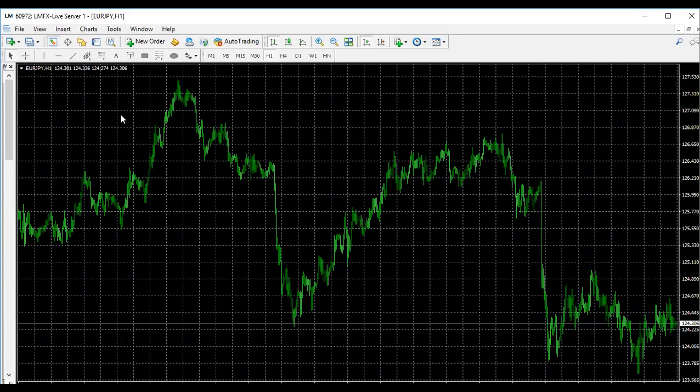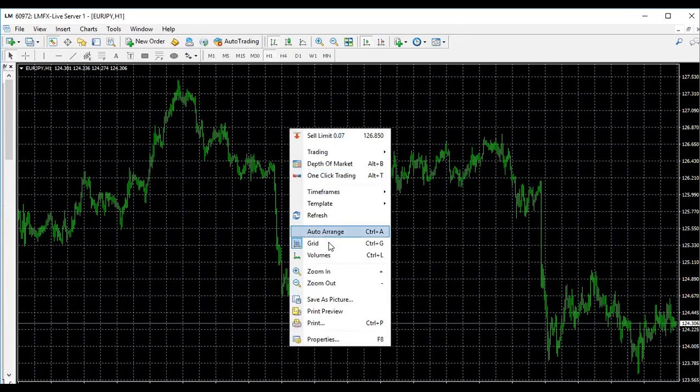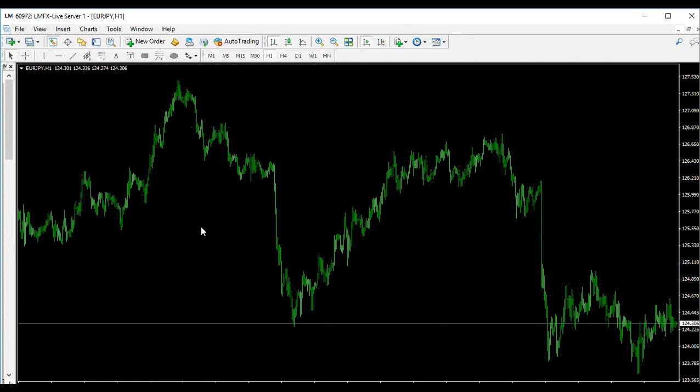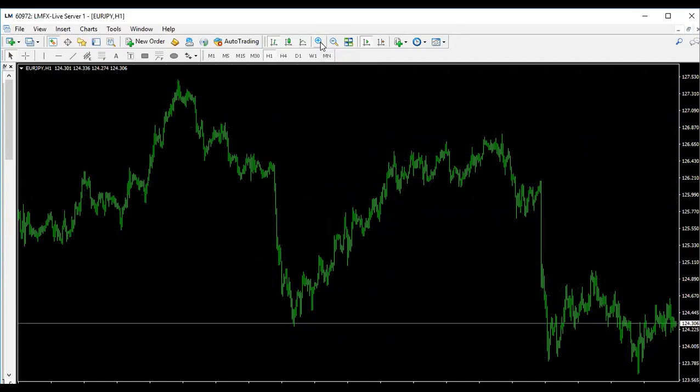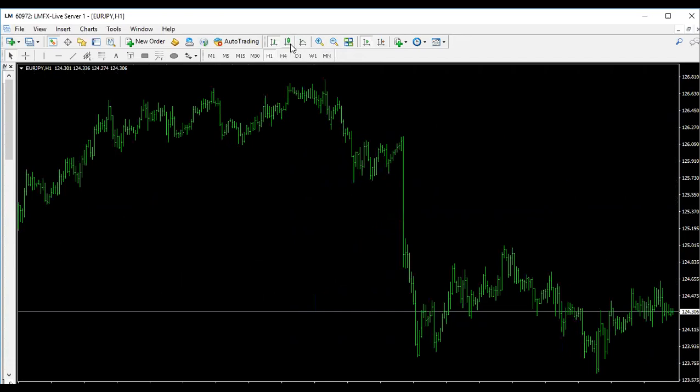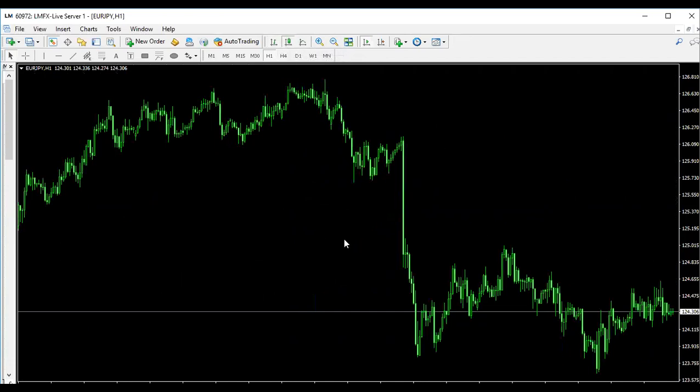So when you first open up your charts, this is what a brand new setup looks like. This is the default setup. The first thing we're going to do is right click on the screen and hit the grid button here. That brings it to black, it erases the background. The next thing we're going to do is click this zoom out button until it's gray, and then click it twice. Right now it's on the bar chart. We're going to click it onto the candle chart.